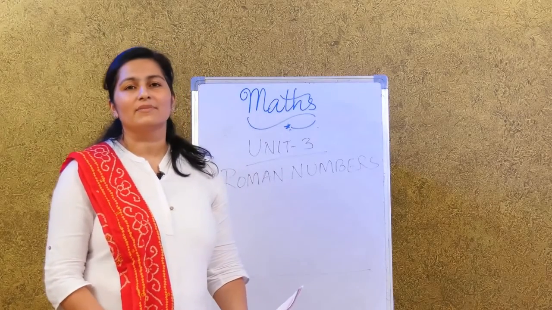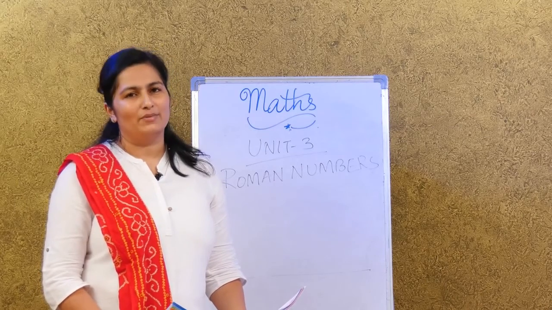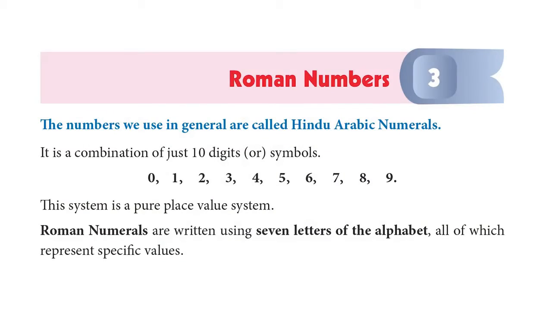To learn something very new, Roman numbers. Take a look at the textbook. You can also see it on the screen. These Roman numerals are written using 7 letters of the English alphabet, all of which represent specific values.